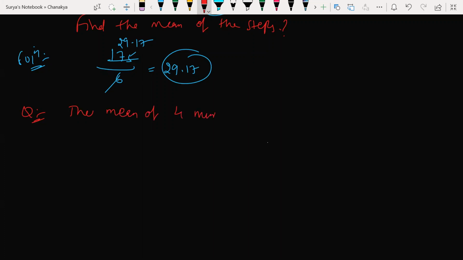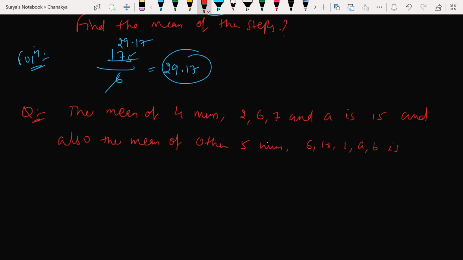The mean of four numbers, they are 2, 6, 7 and a, is 15, and also the mean of other five numbers, 6, 18, 1, a, b, is 50. Then what is the value of b? Tell me the value of b quickly. Very simple, very simple. Come on.